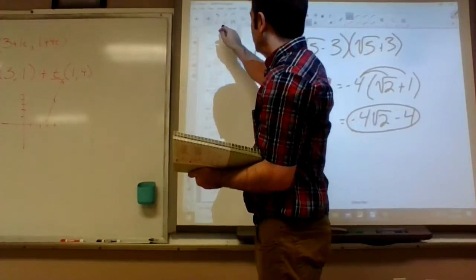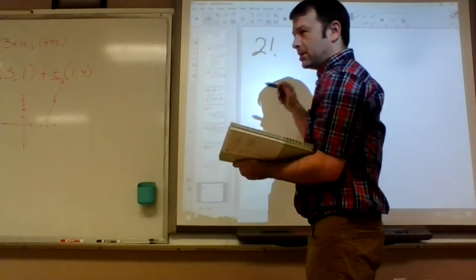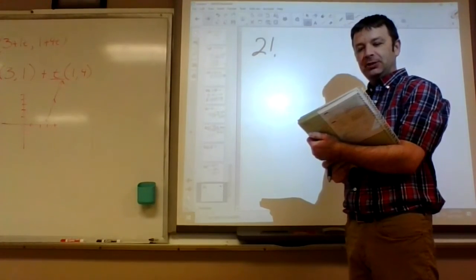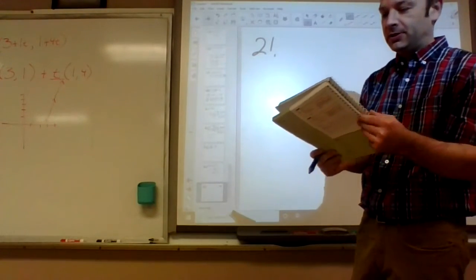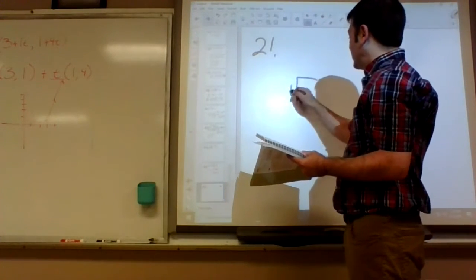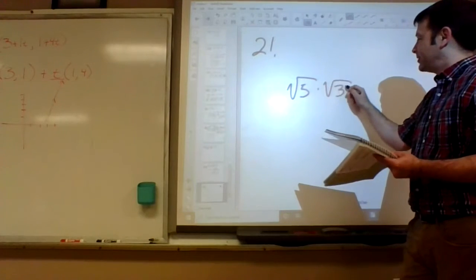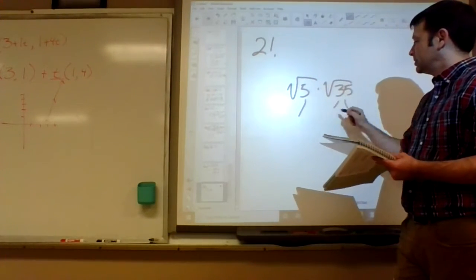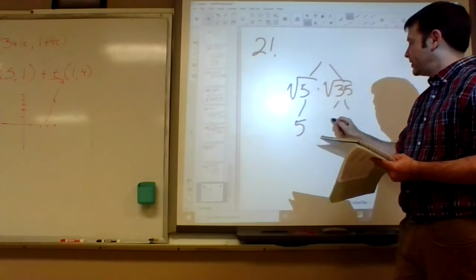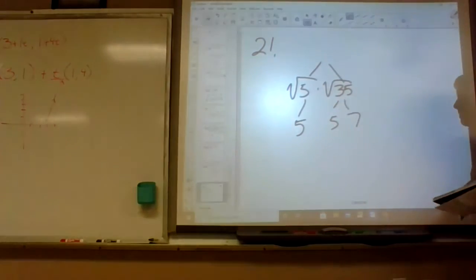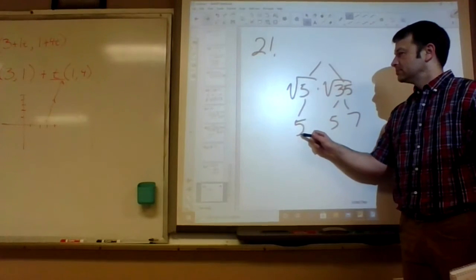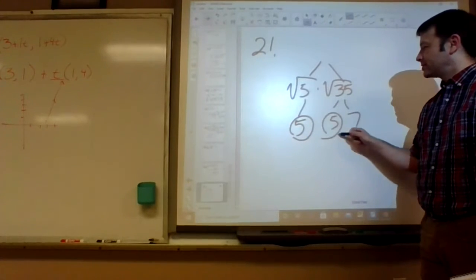Oh man. 21. Time for the party to start. Let's do square root of 5 times that other stuff. Square root of 5 times square root of 35. You could multiply that together, but you don't have to. It's gonna break down to 5 times 5 times 7. Which means what does it simplify to? 5 square root of 7.